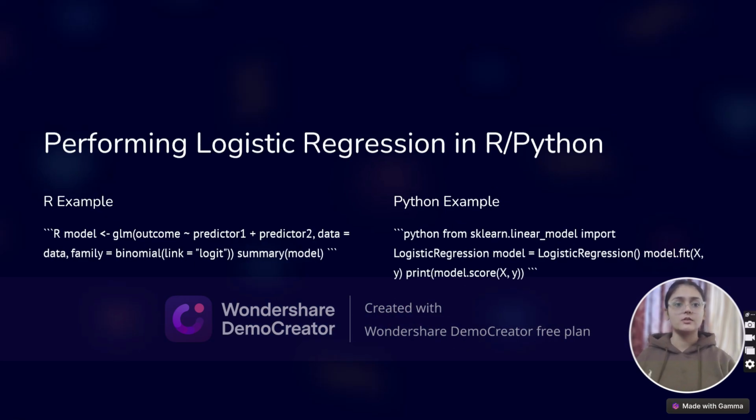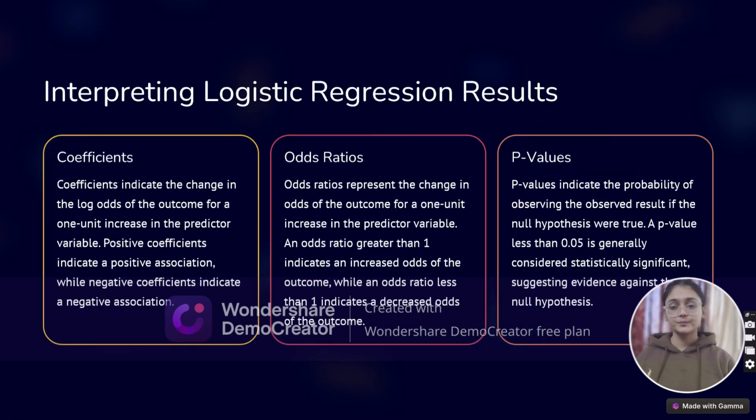Performing logistic regression in R and Python. So these are the R examples and Python examples. You can see the Python examples here in the slide.